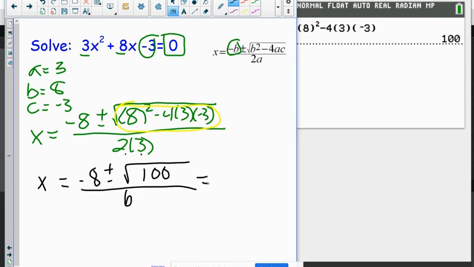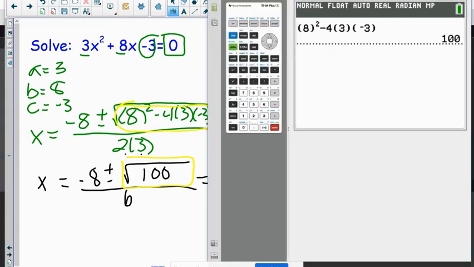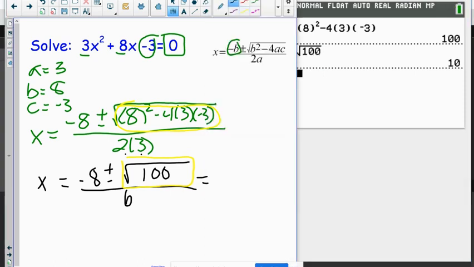The next thing we're going to do is take the square root. And I find that students do better if they simplify underneath first and then take the square root. So the square root of 100, you might already know what that is. It's 10. So now we have negative 8 plus or minus 10 divided by 6.